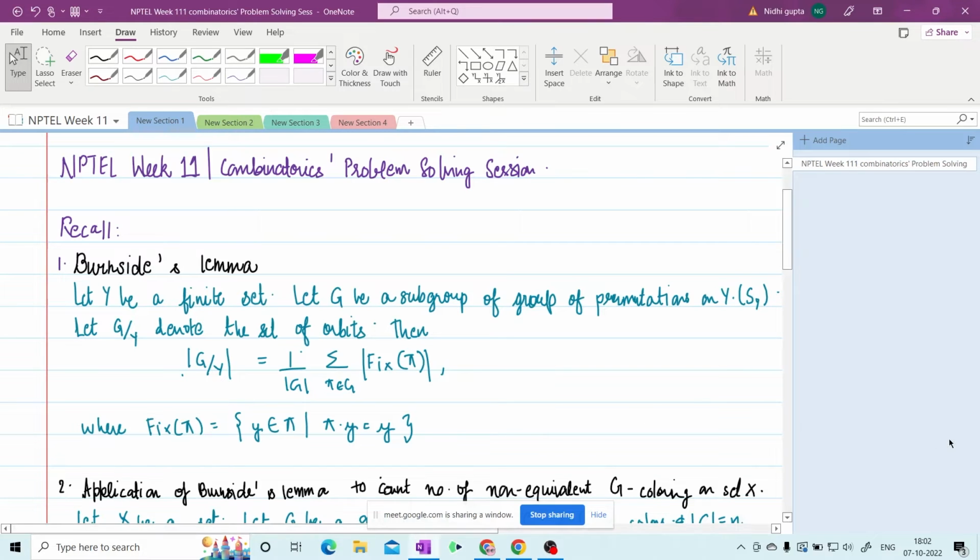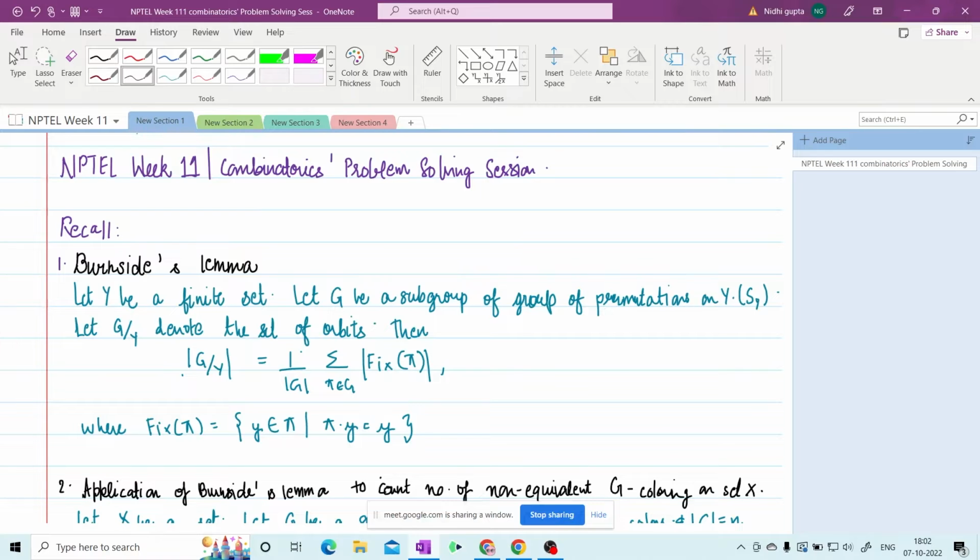Last time we were counting orbits. We saw that we had a set Y, a group acting on that set Y, and we were interested in counting the number of orbits. Burnside lemma helps us in doing that. So what does Burnside lemma say? Suppose we are given a finite set Y, and suppose G is a subgroup of the group of permutations on Y.